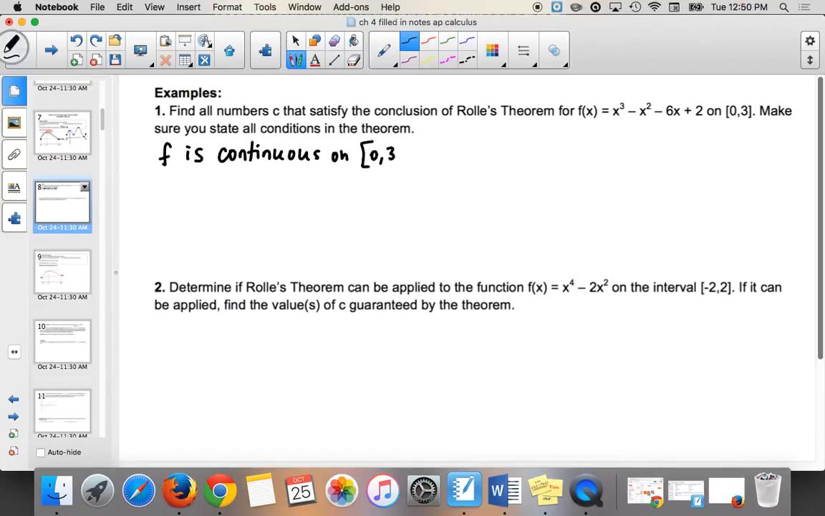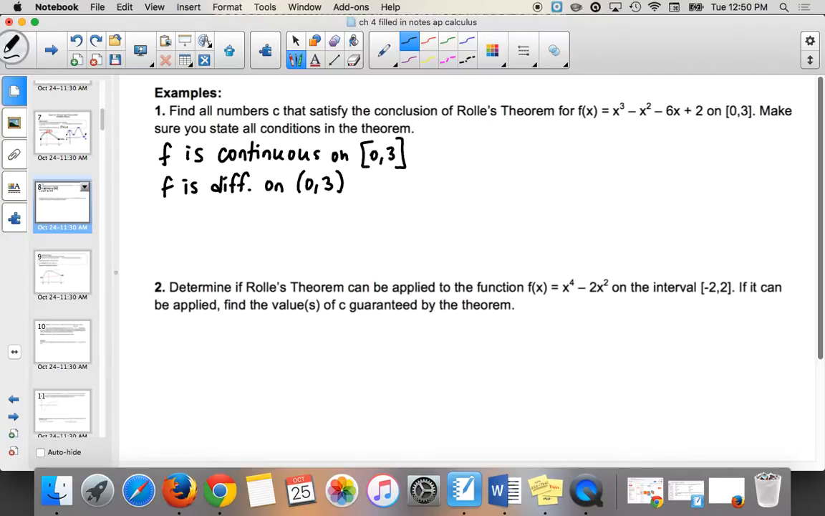Like it's a polynomial, is that what you're saying? Yeah, it's a polynomial. I never have a place where I have undefined, right? No square roots, no denominators, so it's continuous. F is differentiable on 0 to 3 as well, but we don't include the endpoints this time because, like I said, you can't take the derivative of an endpoint. There's no slope there.